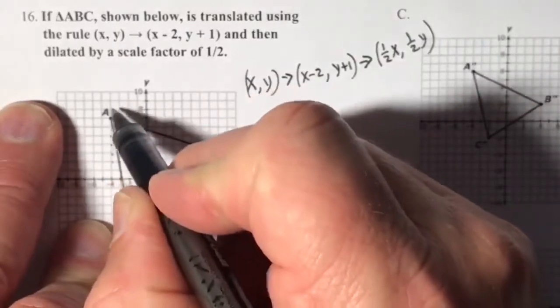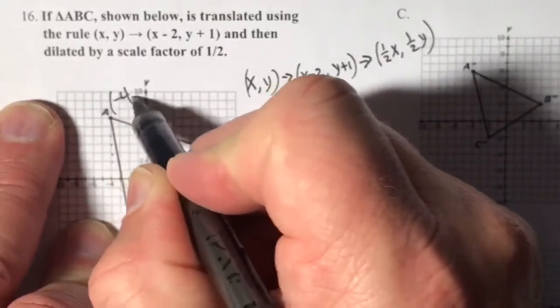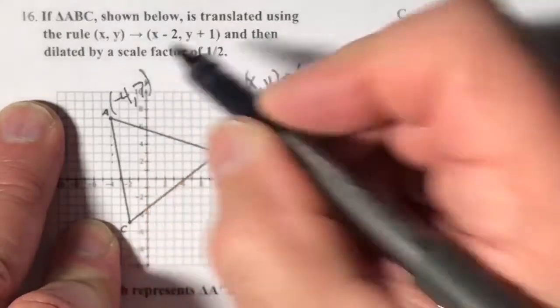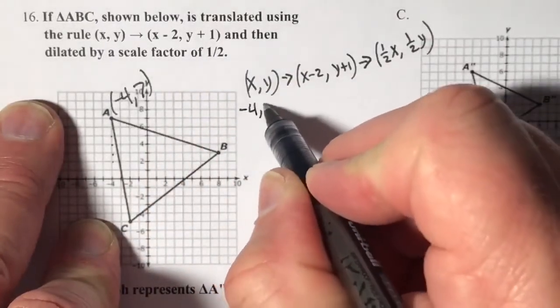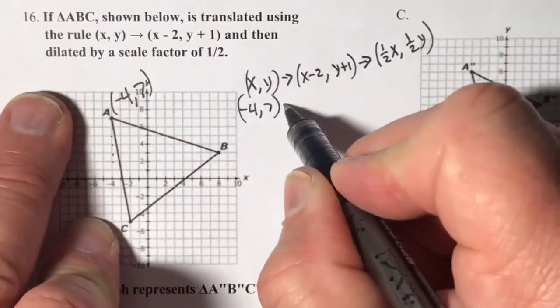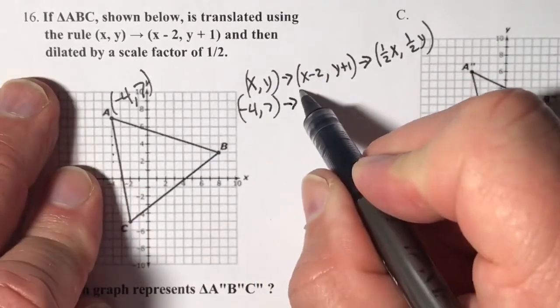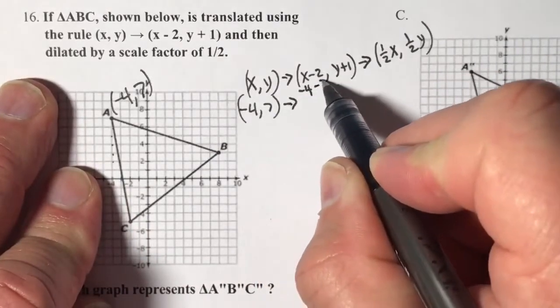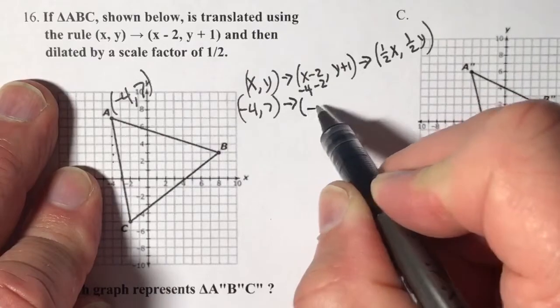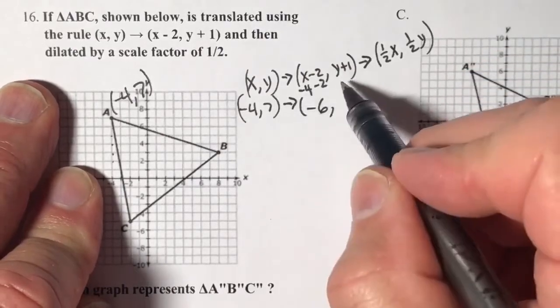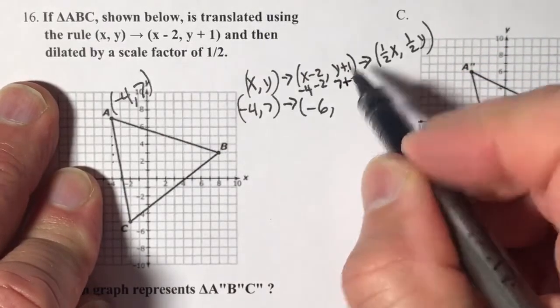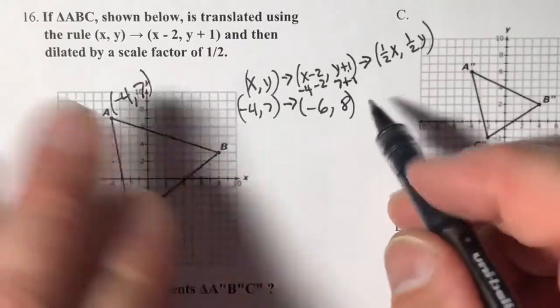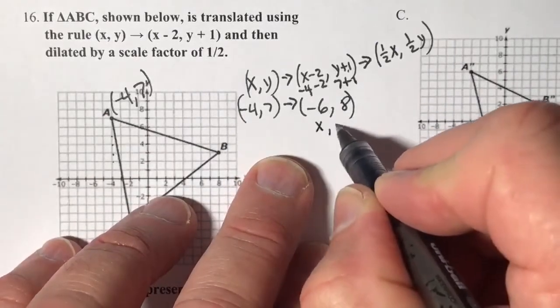So let's just start at A and go (-4, 7). Okay, so (-4, 7). So I'll put in a -4 minus 2. I'll get a -6. Put a 7 here plus 1, get an 8. Now this is my new (x, y).